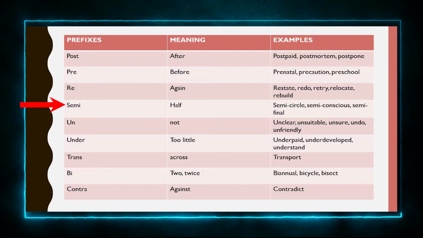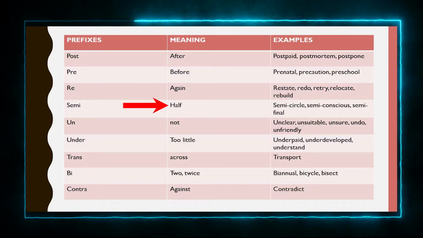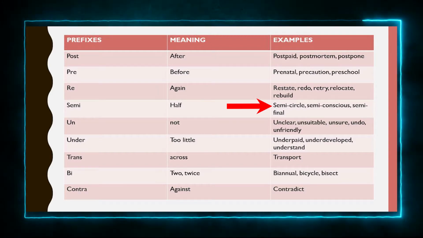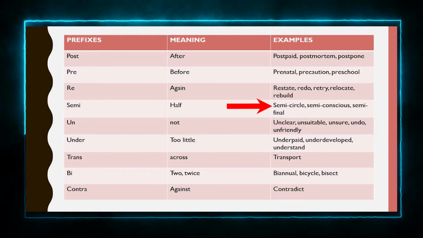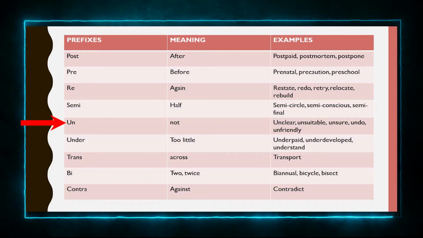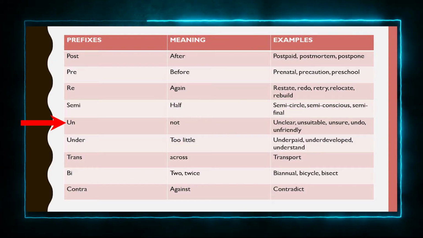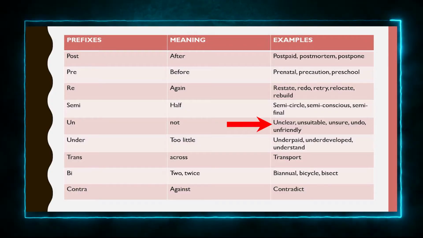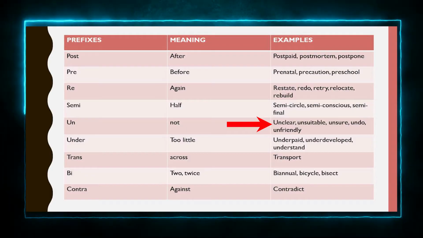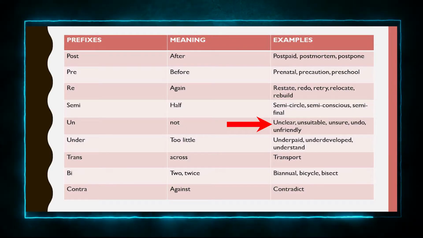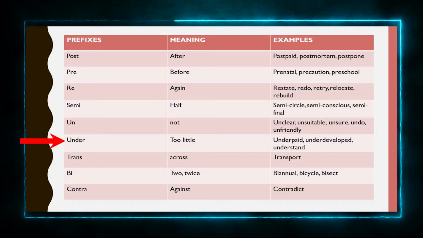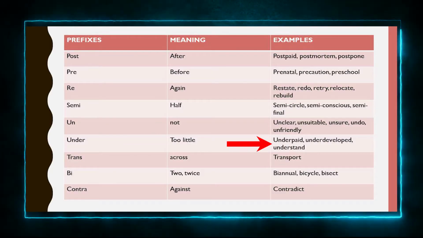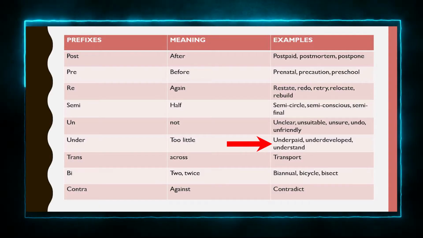There's also the prefix semi, which means half, and you might find words such as semicircle, semi-conscious, or semi-final. Un is another common prefix, with examples such as unclear, unsuitable, unsure, undue, and unfriendly. Under, meaning too little, might find examples such as underpaid, underdeveloped, or understand.